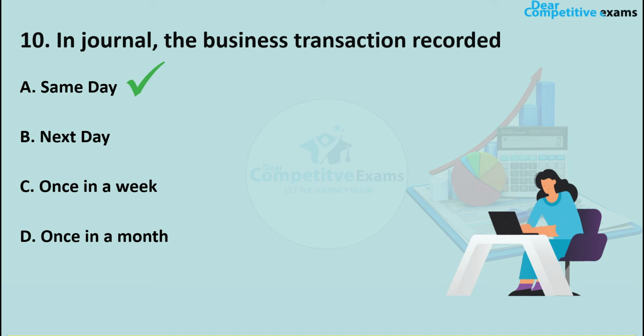A journal, which is also known as a book of original entry, is the first place that a transaction is written in accounting records. So whenever you start maintaining the accounting records of any transaction, the journal is the first book where you enter all kinds of transactions that take place on a particular day, right? So it is recorded on a daily basis, right? So let's move on to question number 11.